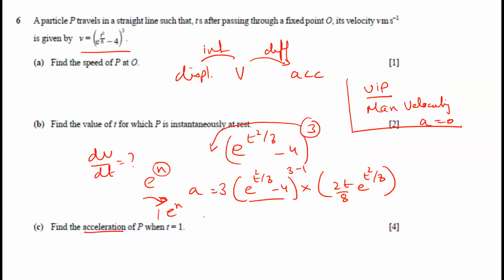Now when t equals 1, a equals 3(e^(1/8) − 4)². Now t would be 1, so 1 squared is 1. Multiply by 2/8, t is 1, multiply by 1, e^(1/8). If you use your calculator, you should be getting 6.98.